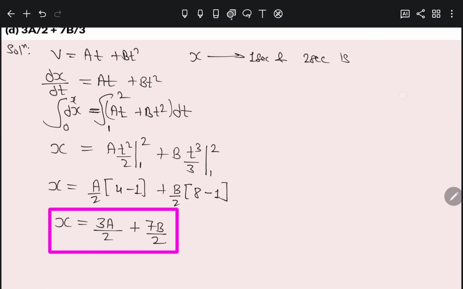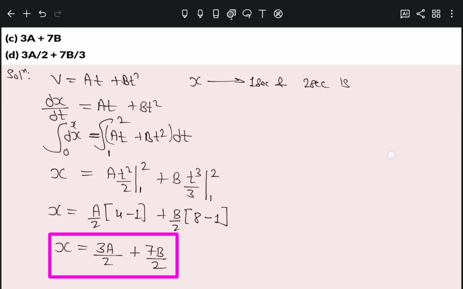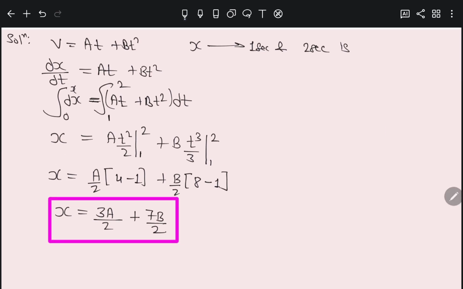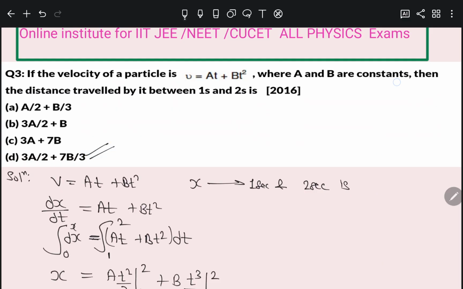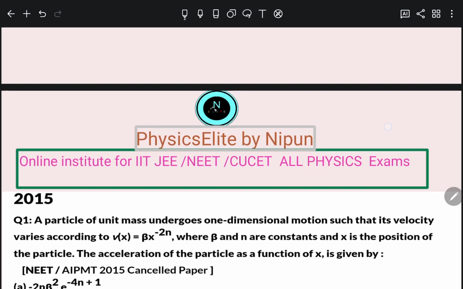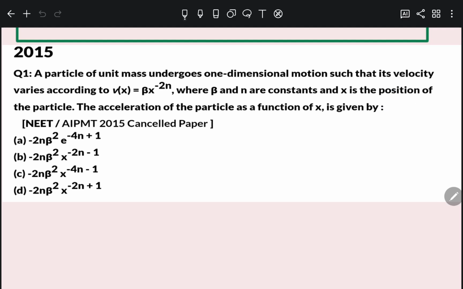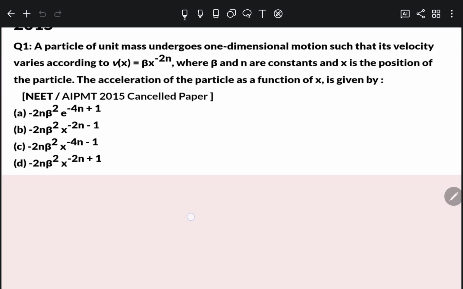So which option is matching? 3a by 2 and 7b by 3 means option B is correct, right? Understandable now? Not difficult. And this is the last question, I think, and after that we do the rest in the next video, right?